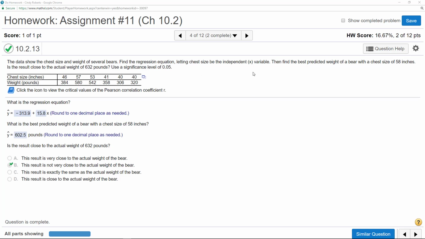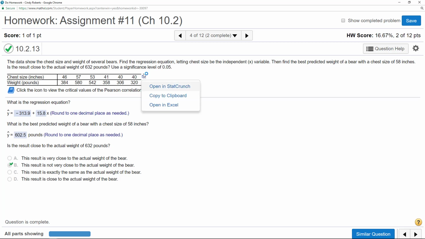All right, so I just did the Excel video, so that's how all these answers are in here. But let's say you want to use StatCrunch instead. So this is the weight of the bears. If I'm given a particular chest size, can I predict the actual weight?